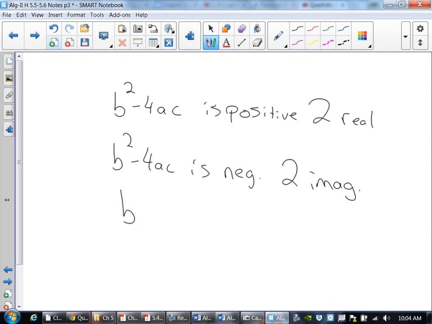And then if b squared minus 4ac equals 0, you have one solution. A lot of times people freak out and they're like, what do you mean if it equals 0? How can it just be one solution? That just means that your quadratic lies on the x-axis. It touches it in just one spot. That's all it means.